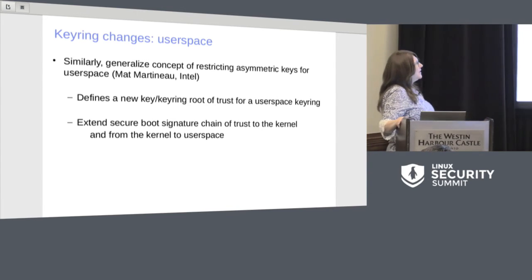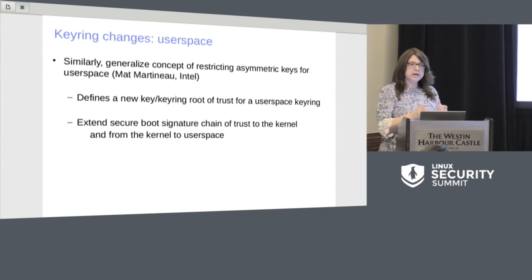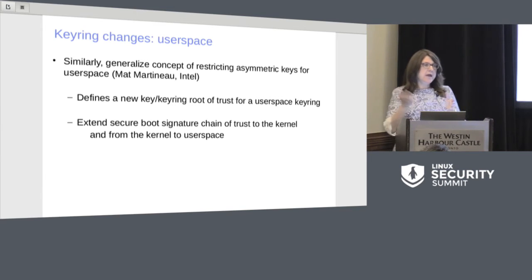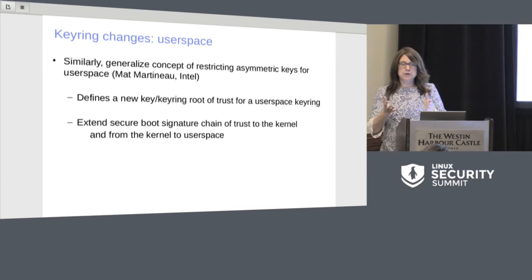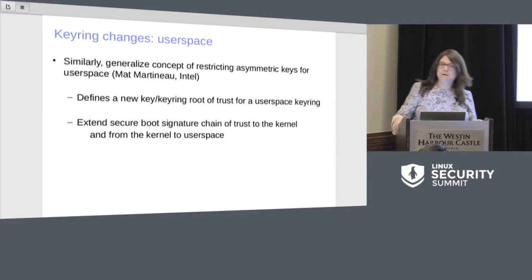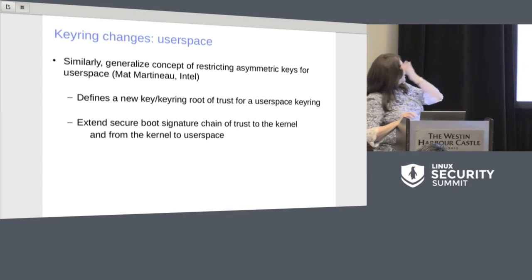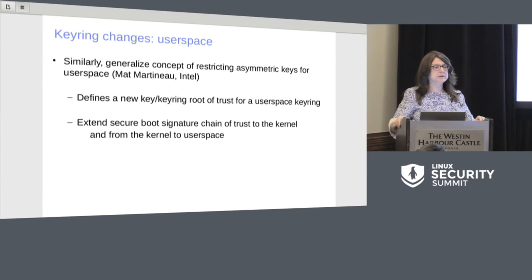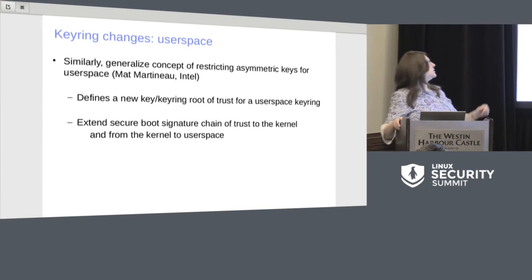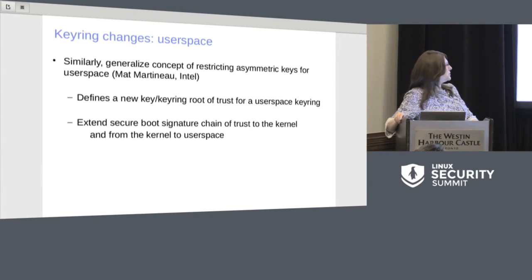So now once we've done that, and we have the built-in keyring, and we can trust it, we can now transition to user space. And user space says, hey, I need a key that is extended all the way from UEFI secure boot to the kernel, and then from the kernel into user space. And this is being done by Matt. Matt, if you're here, you can raise your hand. And I'm really excited about this for being able to extend the secure root of trust, the secure signature chain of trust, all the way up into user space.